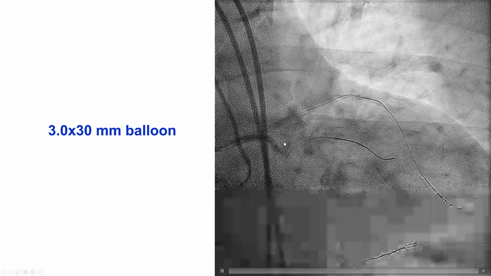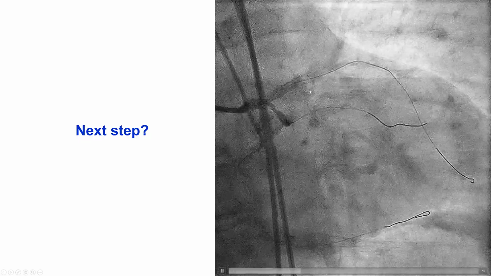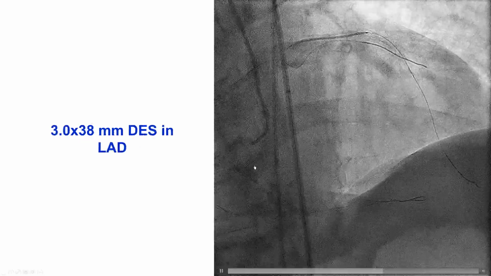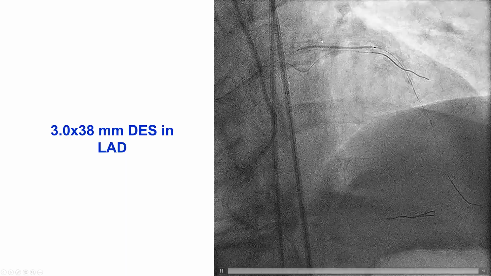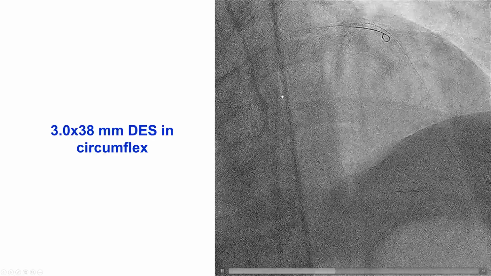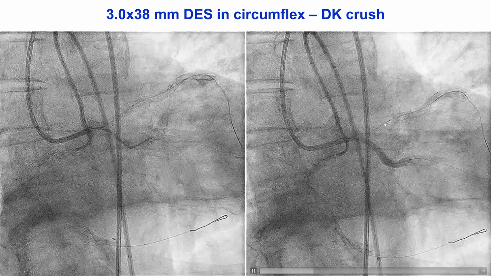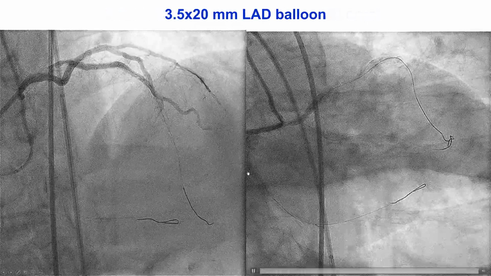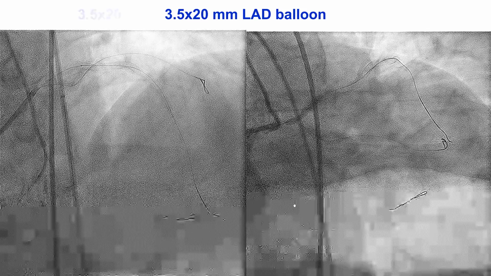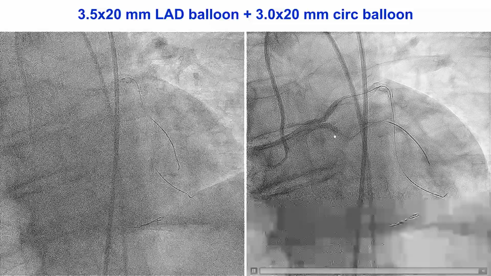We decided to use a double kissing crush, given the extensive dissection and the disease. We used a 3 balloon in the circumflex. There is, again, dissection in the LAD, but good distal flow. We stented first the mid-LAD, and then we placed a long drug-eluting stent into the circumflex that was considered the side branch for the purpose of DK crush. It was deployed, and then after deployment, it was crushed, followed by ballooning of the LAD, and then we did the first kissing balloon inflation after rewiring the circumflex.